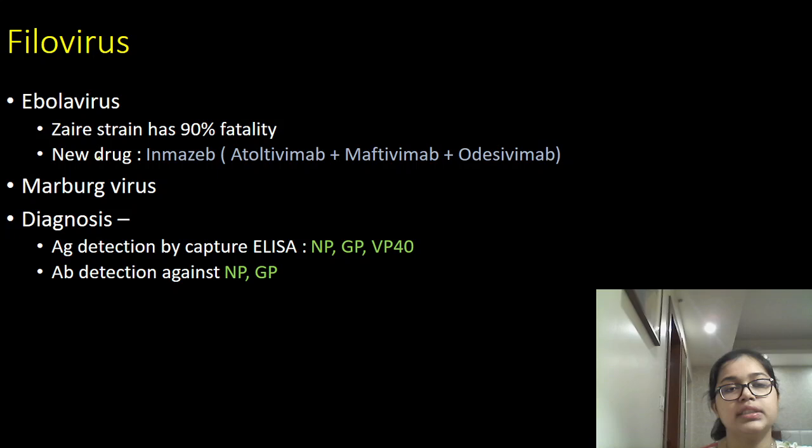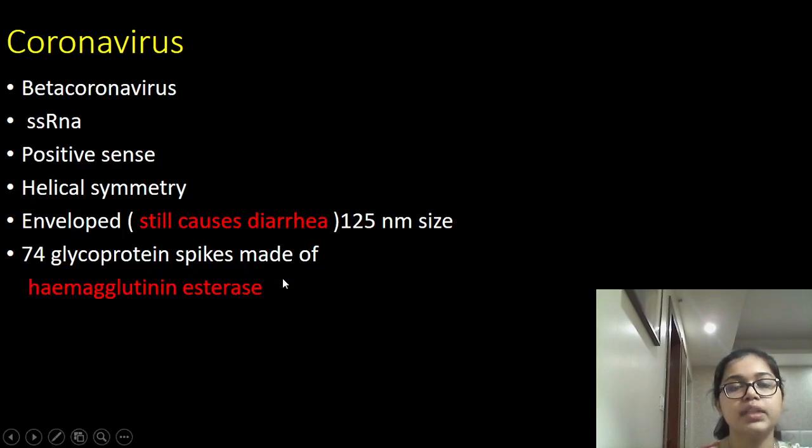Filovirus, the important one, Ebola virus, Zaire strain has 90% fatality. A new drug for filovirus is Inmazeb, which is a combination of three monoclonal antibodies: atoltivimab, maftivimab, and odesivimab. Diagnosis can be done by antigen detection against NP, GP, and VP40, or antibody detection against NP and GP.